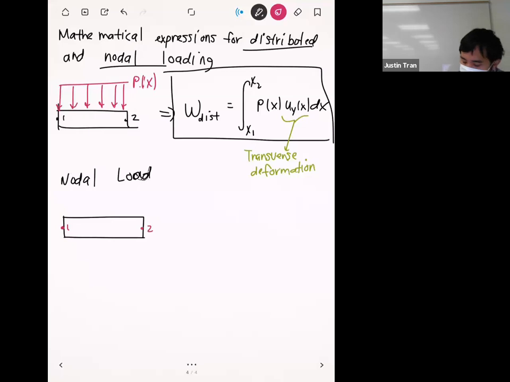Okay, so same thing as above, we're going to have a 2-node beam. And so we have node 1 on the left, node 2 on the right. Right, and so since we have loads being applied at the nodes, we're going to have F1y, F2y. Since we're on beams, we also have the moments that are being applied at the nodes as well. Okay, so we have M1, M2.